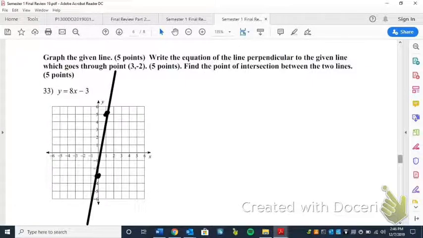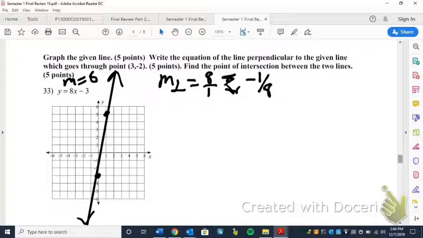Write the equation of the line perpendicular to the given line, which goes through the point 3, -2. So, I know that the slope of this line is 8. So I know the perpendicular slope, flip it around, change the sign, is -1/8. I know a point it goes through, 3, -2.